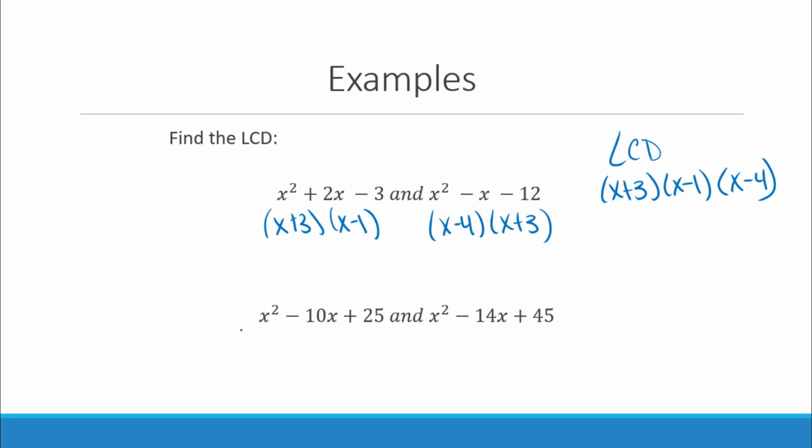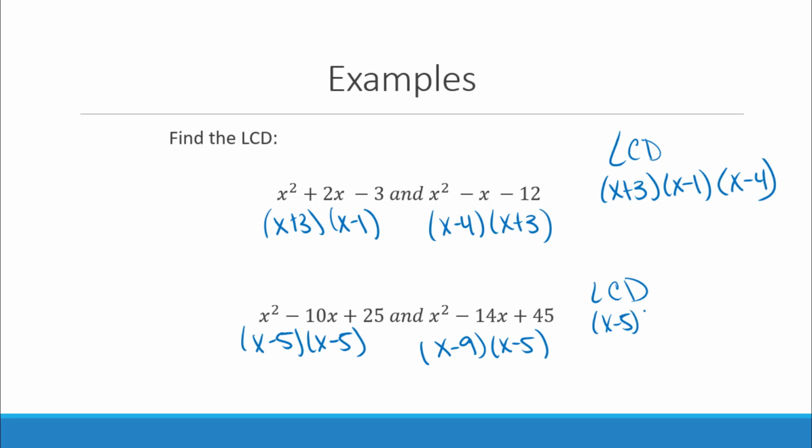So let's look at this guy. Let's factor this one into x minus 5 times x minus 5. I'm going to factor this one into, let's see, this would be x minus 9 times x minus 5. So I'm going to write down my whole first denominator, which is x minus 5, x minus 5. Does anything new appear over here? Yes, x minus 9. So this would be my LCD of the whole thing.